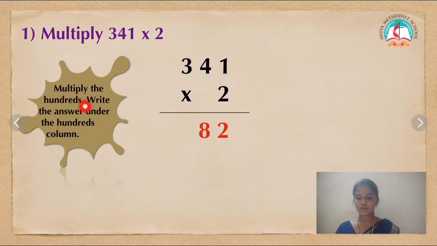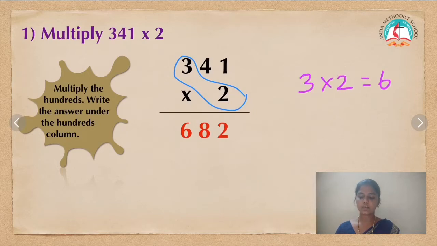Multiply the hundreds. So in the hundreds place we have 3. So we are going to multiply this 3 with the given digit 2. So that is 3 times 2, which is equal to 6. So we need to write that under the hundreds column. So here what is my answer? 682. That's all, children. So very simple problem, this one. I hope you understood this clearly, right?